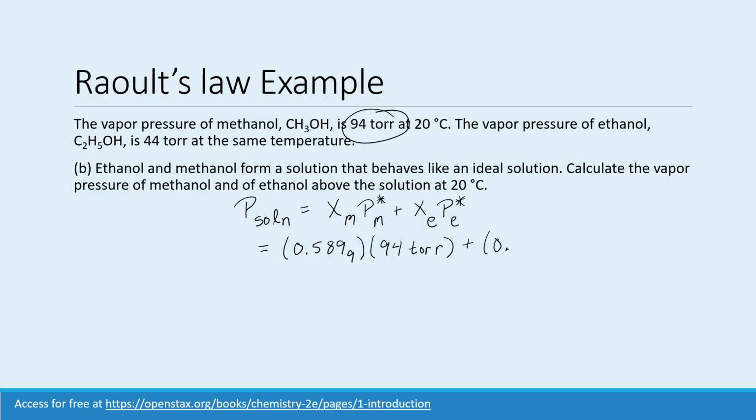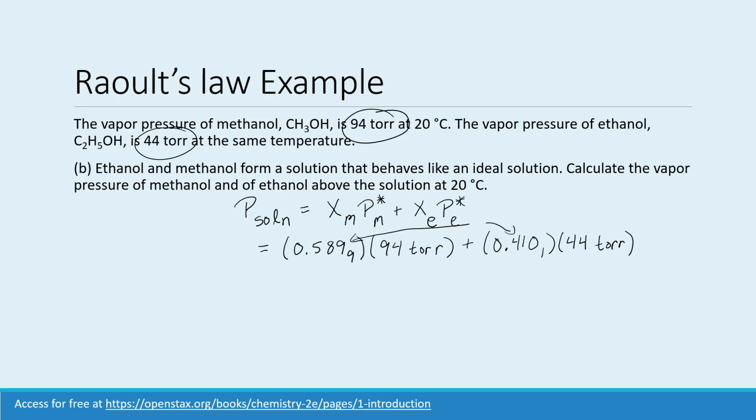Okay, and then we're going to do the same thing for ethanol, pull that mole fraction back from the previous example. And of course, if you wanted to double check those two mole fractions that we have, the 0.5899 and the 0.41, that should add up to very close to a value of 1. And then we're going to multiply by the pure vapor pressure of ethanol, which is 44 torr.